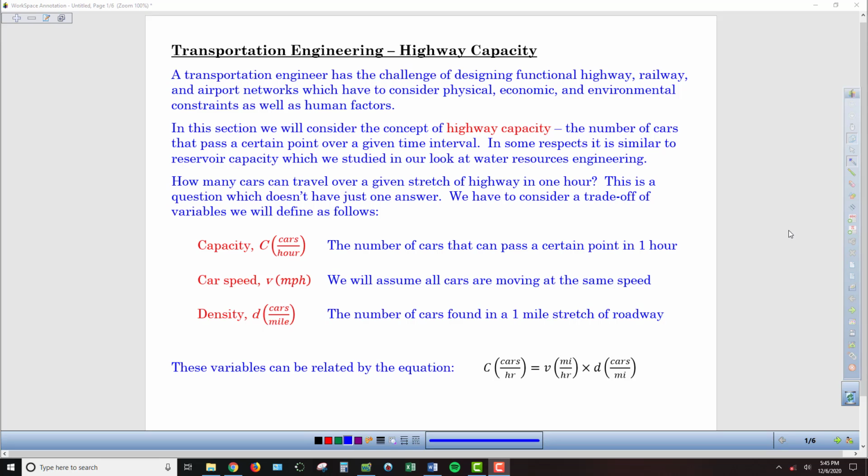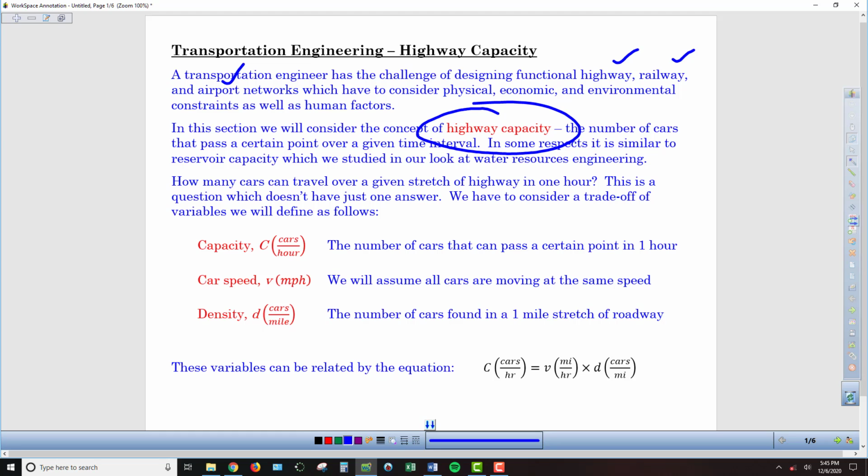So transportation engineering consists of the entire network of moving material or humans from point A to point B. And that includes highways and railways, airports, and we have to consider a whole variety of factors: the terrain, the distance, the capacity that's necessary, etc. And so in our section, we are considering our focus on highway capacity.